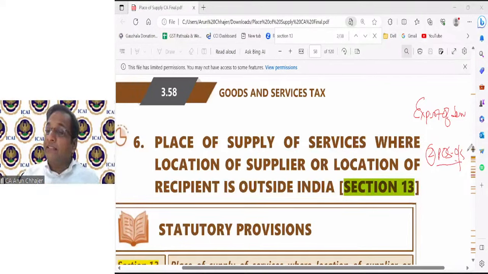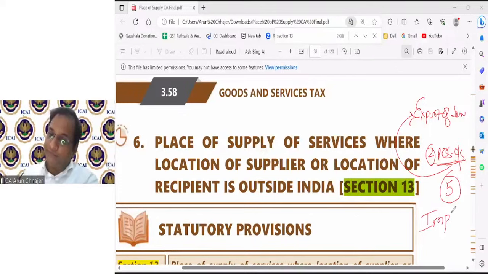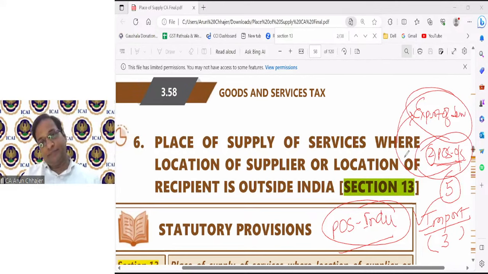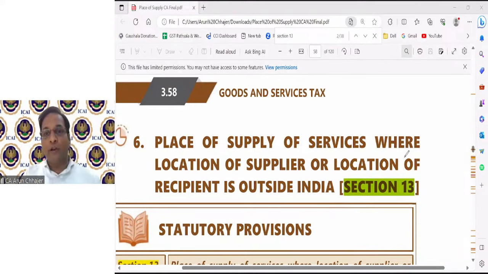Till the time you can't say that my transaction is export, because first you decide whether the place of supply is outside India. If yes, it is outside India, then it will be the export of the service subject to the other conditions. There are total 5 conditions. Similarly, in case of the import, there are total 3 conditions. Out of that, one condition is the place of the supply should be India. So can you decide import first before place of the supply? Can you decide export or import without place of the supply?